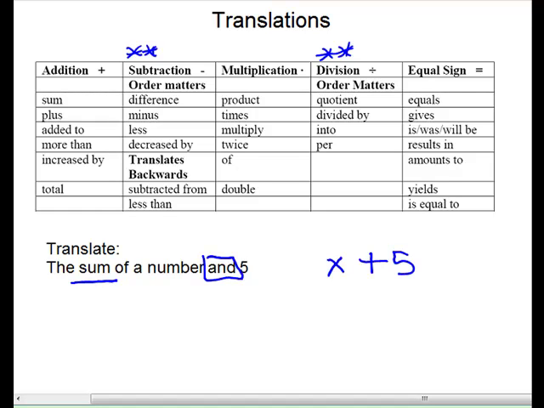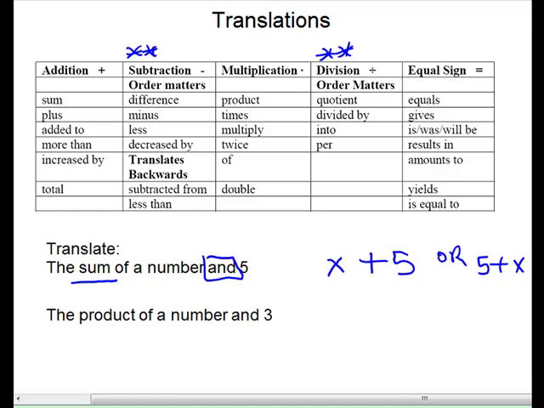There's our translation. Now, you could have the order switched. You could have 5 plus x. It would not matter. So this is important to know when you look up an answer in the back of the book or online, whether your answer is equivalent. So for addition, you can change the order.